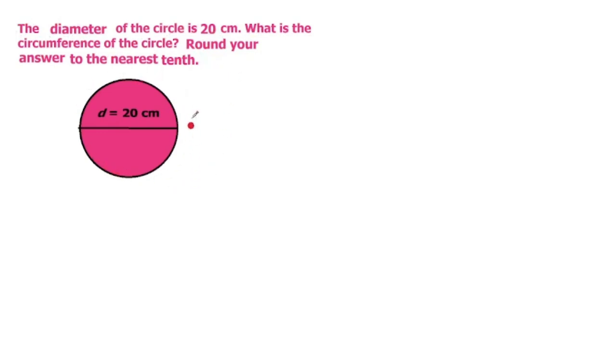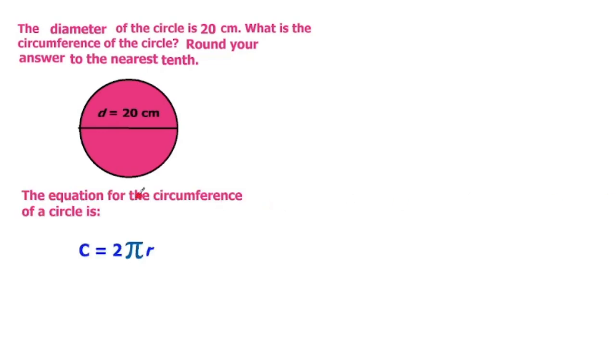So here we have our circle, and here we could see the diameter, which goes from here to here, is 20 centimeters. So the equation for the circumference of a circle is C, circumference, equals 2 times pi times r. So you're probably thinking, what do those things mean?